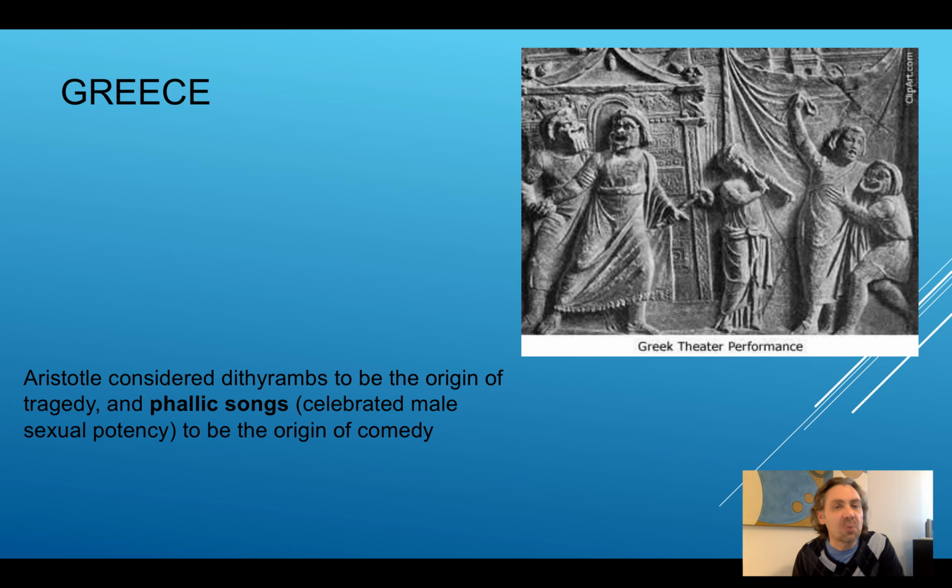Aristotle considered dithyrambs to be the origin of tragedy and of phallic songs. Phallic songs being those that celebrated male sexual potency. And if we look at this, the dithyrambs began tragedy. The phallic songs are the origin of comedy. So I want to make that clear. Dithyrambs are not an origin to phallic songs. Dithyrambs and phallic songs are two separate things. The dithyrambs begin tragedy, according to Aristotle. The phallic songs begin comedy, according to Aristotle. Okay? So I hope I clarified that, because I didn't read that initially as carefully as I should have.